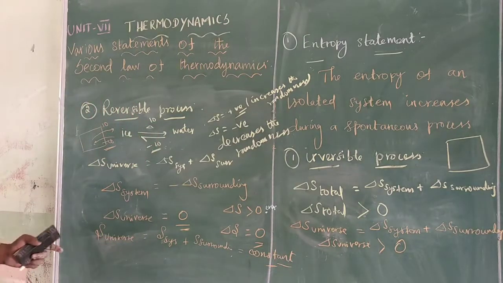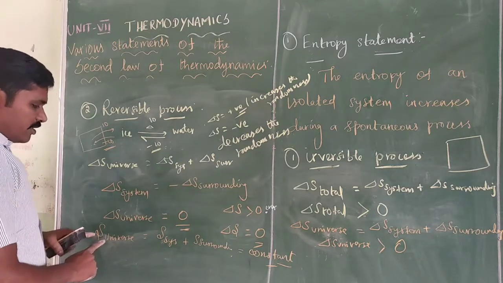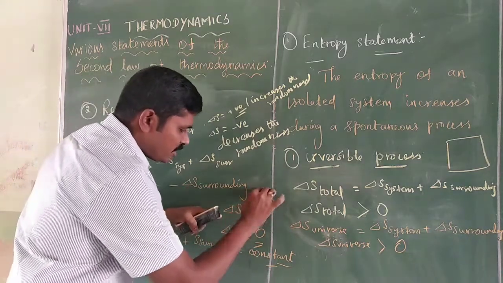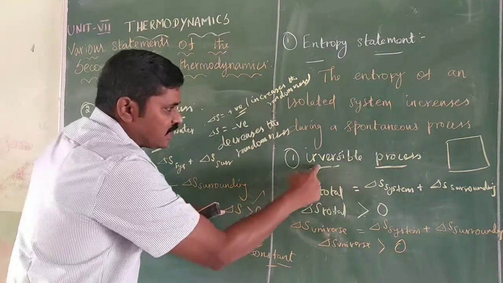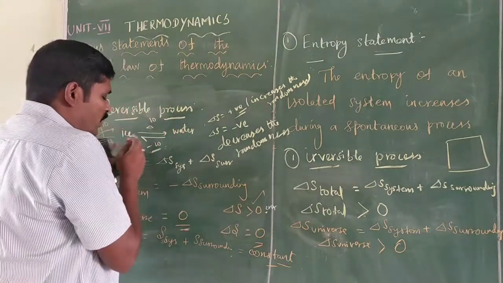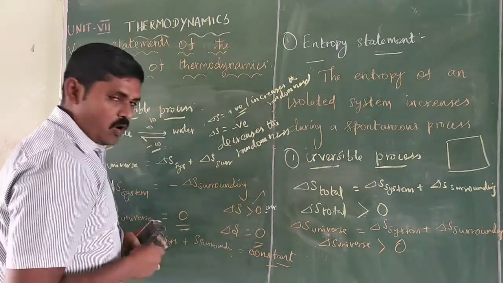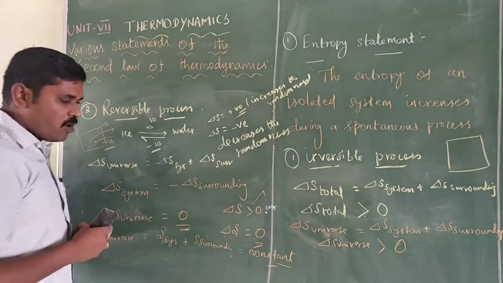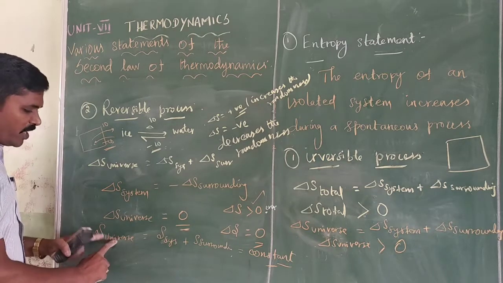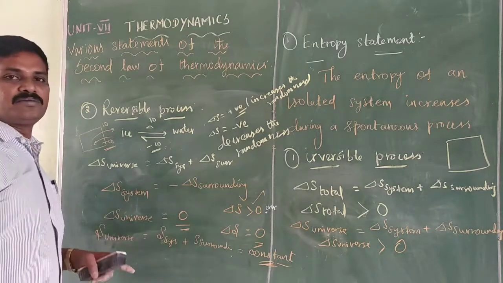Entropy of universe is constant. Right? No change in universe. Very important, one more question. Students, listen. The entropy change of an irreversible process is greater than 0. The entropy change of a reversible process is equal to 0. The entropy of universe is constant.